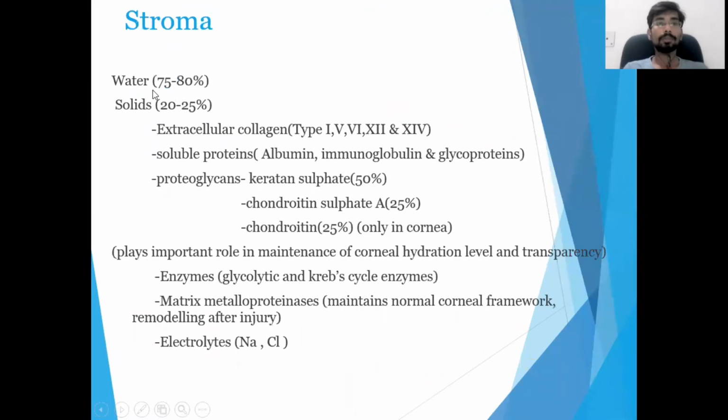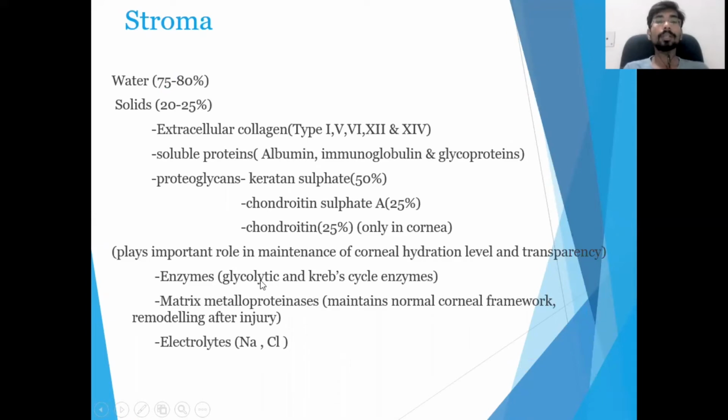Next is the stroma. Water is 75 to 80%, and solids 20 to 25%. Among the solids we have extracellular collagen types 1, 5, 6, 12 and 14. Soluble proteins are albumin, immunoglobulin and glycoprotein. Proteoglycans are keratan sulfate, chondroitin sulfate and chondroitin. Keratan sulfate constitutes 50%, so it plays an important role in maintenance of corneal hydration level and transparency.